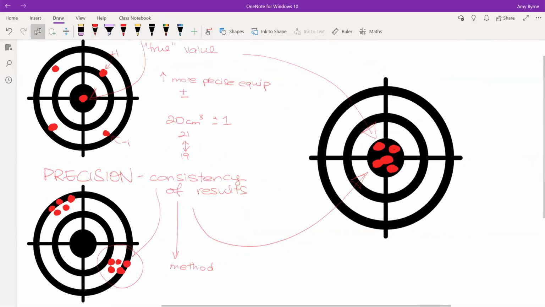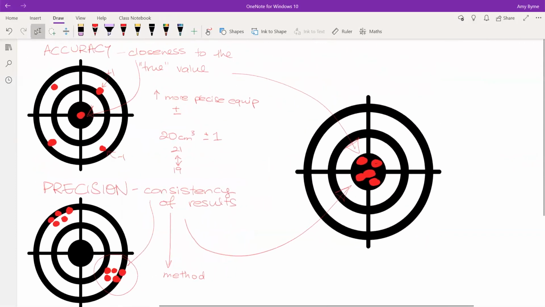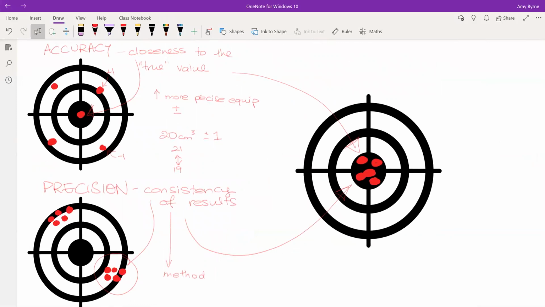The goal is to get accurate and precise, but it isn't always doable. So ideally, we would always design methods that are both accurate and precise. Sometimes by the limitations of the equipment we've got in our labs, we can't do it. Sometimes it's a particularly complex reaction mechanism where there's things that we can't control properly.